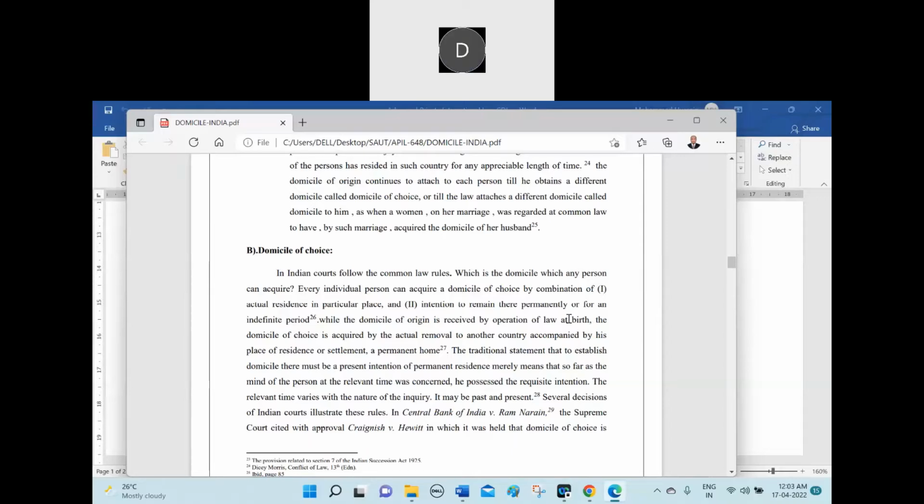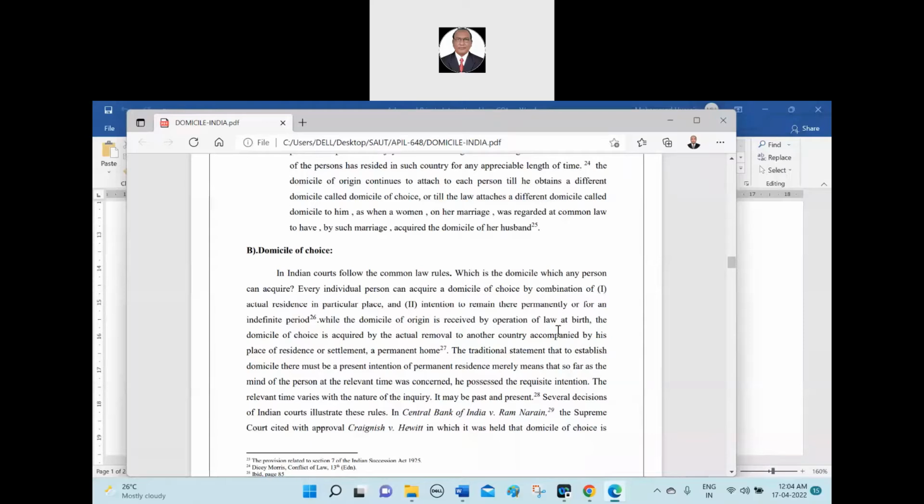Now, let us see the domicile which any person can acquire, not necessarily rich or poor. Every individual person can acquire the domicile of choice by a combination of number 1, actual residence in a particular place, and number 2, intention to remain there permanently or for an indefinite period. While the domicile of origin is received by operation of law at birth, the domicile of choice is acquired by actual removal to another country, accompanied by a place of residence or settlement or permanent home.